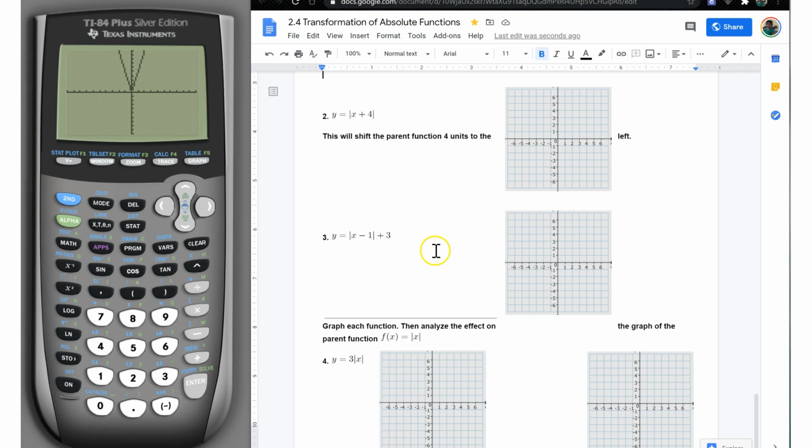Now, number 3, there are 2 things that are occurring. The plus 3 is going to shift the graph 3 units up, and the minus 1 is going to shift the graph to the right. So that's what I'm going to write down.